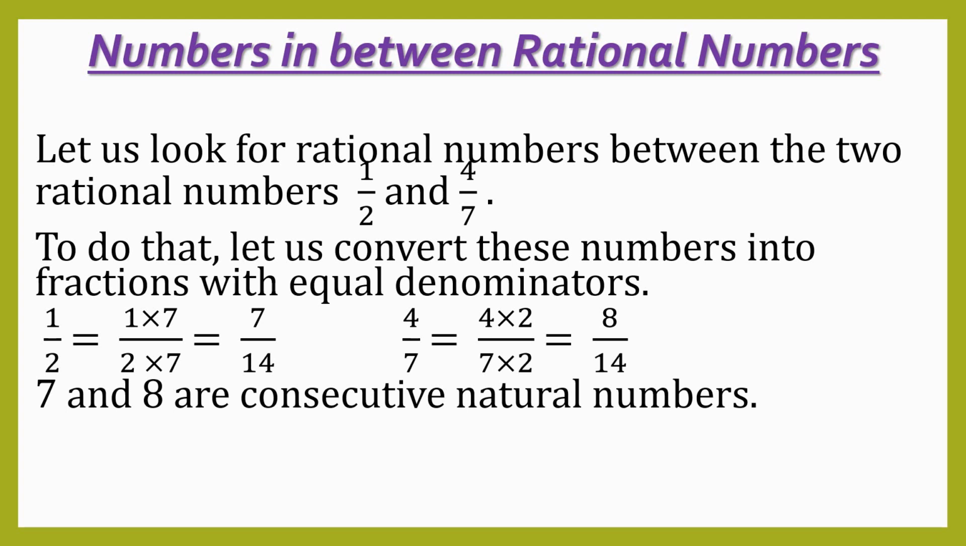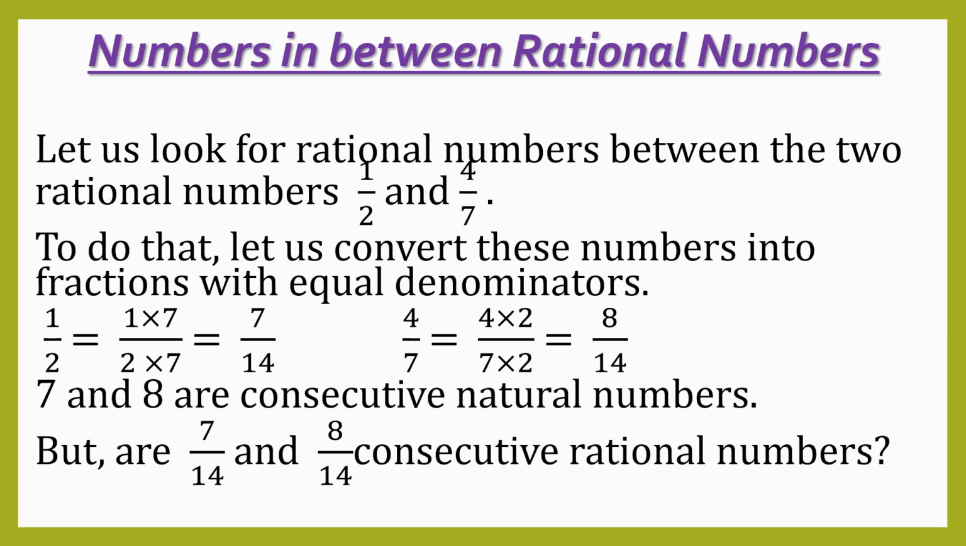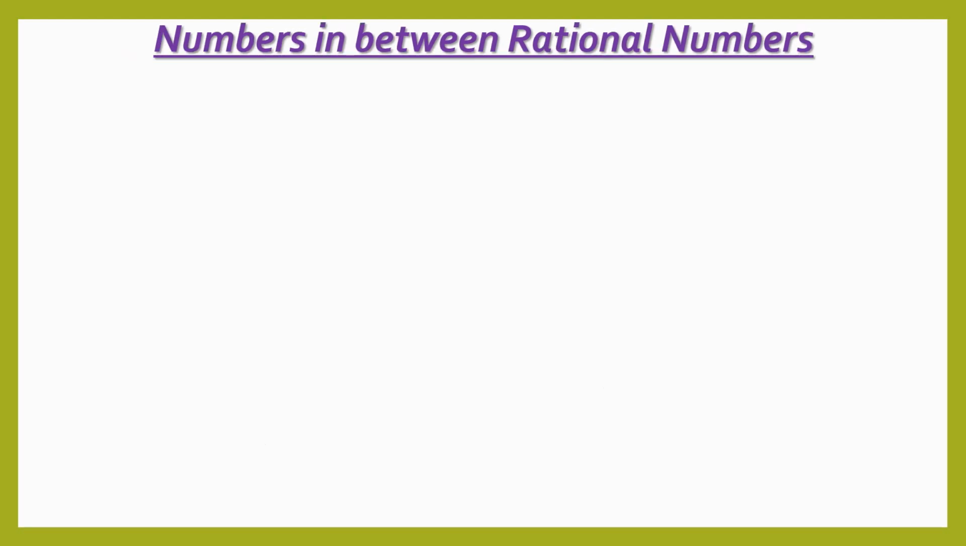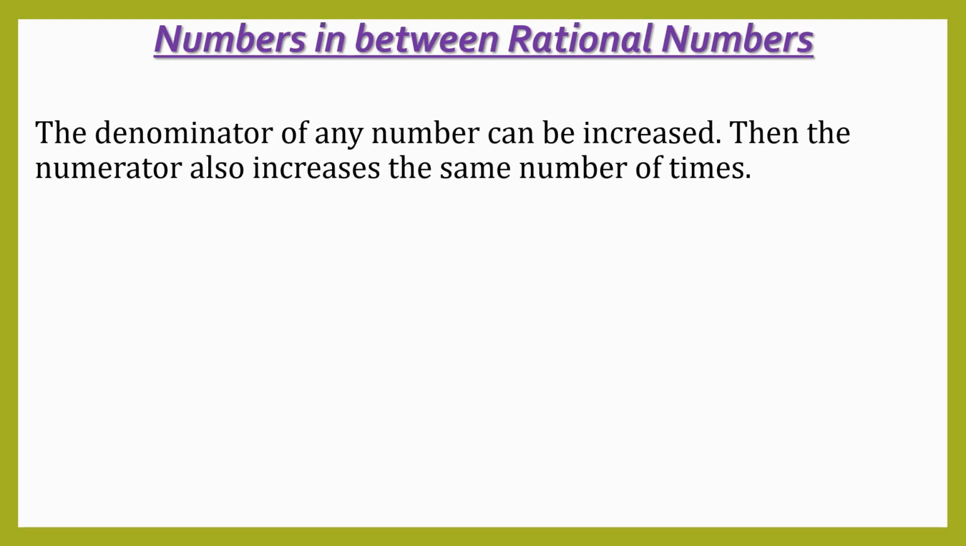Now, we know that 7 and 8 are consecutive natural numbers. Consecutive natural number means that after 7, immediately the number which comes is 8. But are 7 upon 14 and 8 upon 14 consecutive rational numbers? The denominator of any number can be increased, then the numerator also increases the same number of times.